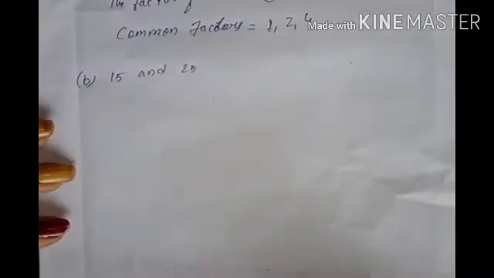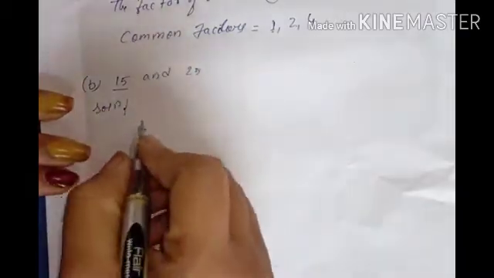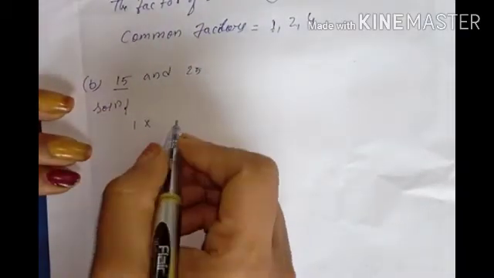Now question 15 and 25. Here I will show another method to find a factor. How will you find a factor? Now you have to find a factor of 15. You can write the multiples table like this.